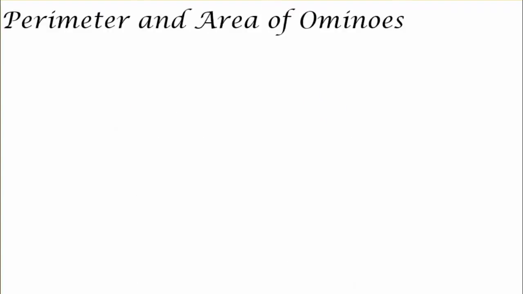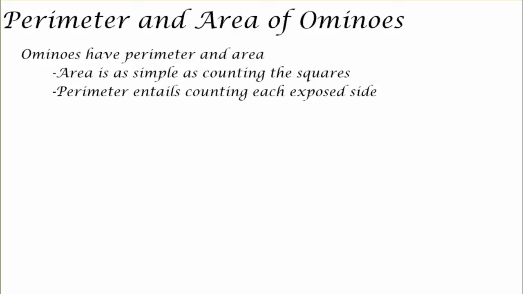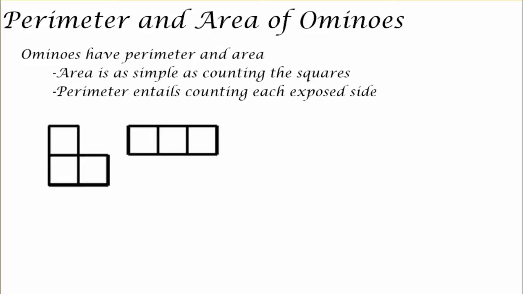Now with ominos, I can also consider the fact that they have perimeter and area. Area is as simple as counting the squares in any type of omino, but the perimeter entails counting each exposed side. So with these different triominoes, I can count 1, 2, and 3 squares, so they each have an area of 3, and counting the exposed sides, 5, 6, 7, 8, would give me a perimeter of 8 for this one. Even though it's a different type of triomino, I still have a perimeter of 8 with each one.